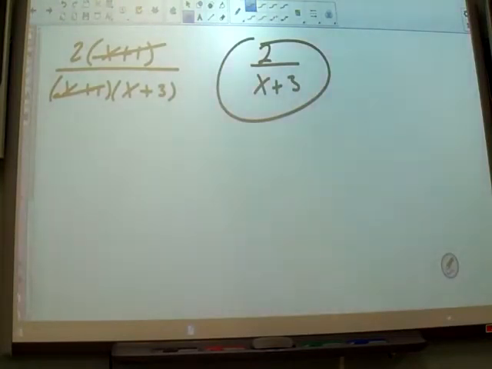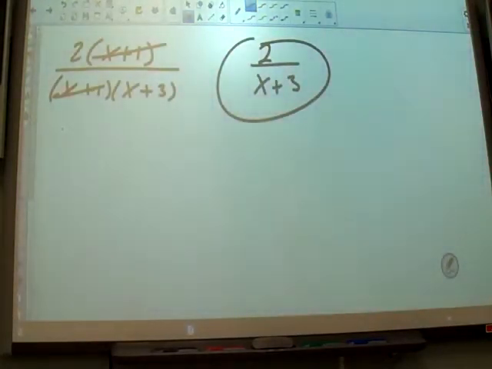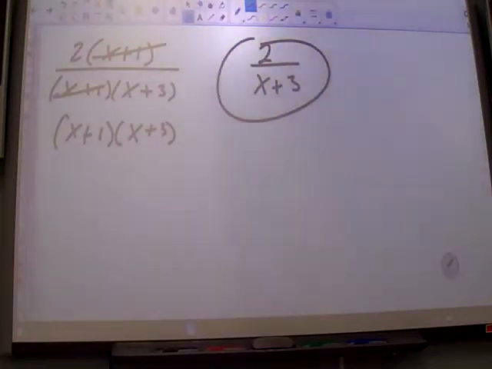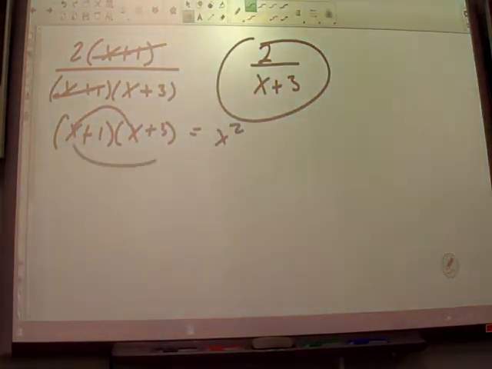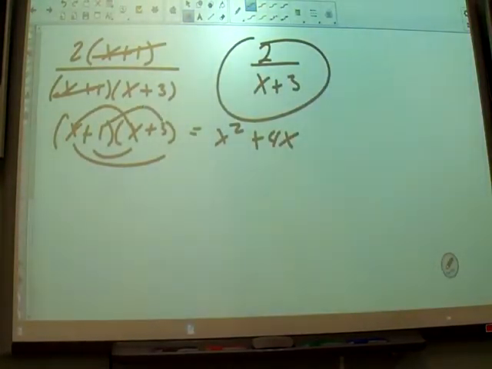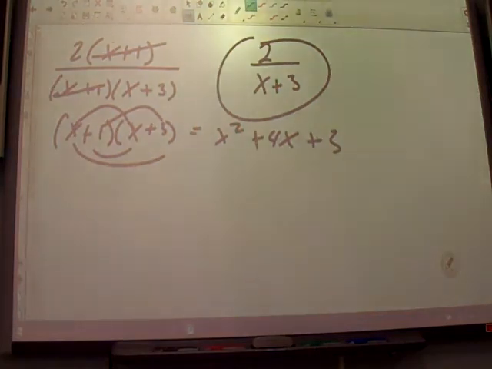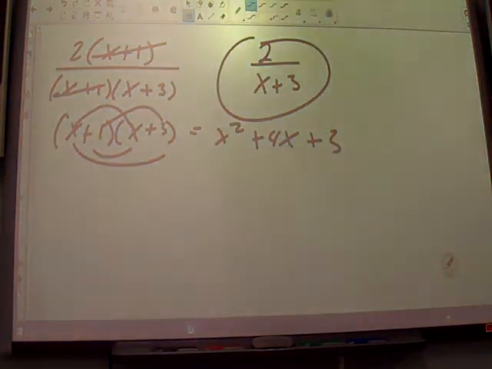I thought on the bottom you could have a plus and a minus. No, this x plus 1 times x plus 3 would be the same as x squared plus 4x plus 3. So they've already done that work for you. What multiplies to make 3 but adds to make 4? That could be a positive 3 and a positive 1.